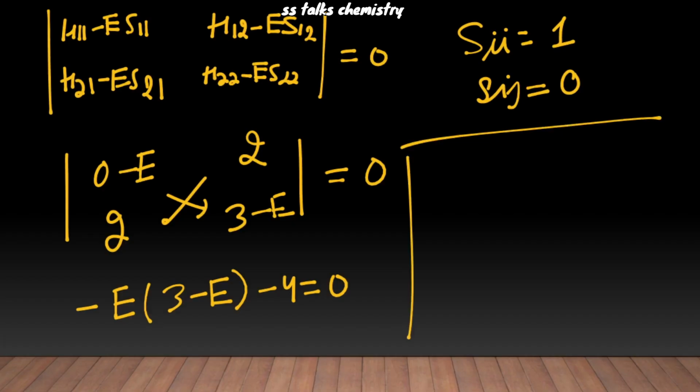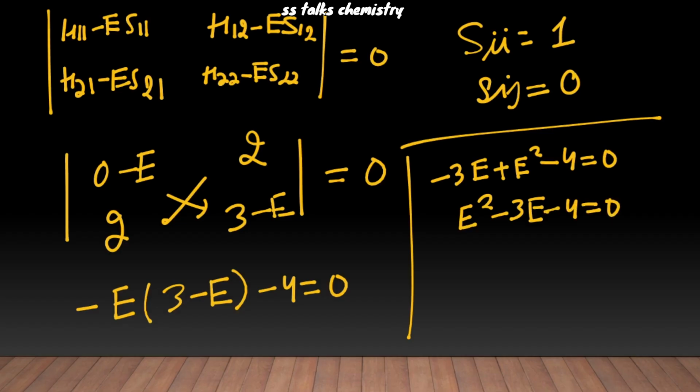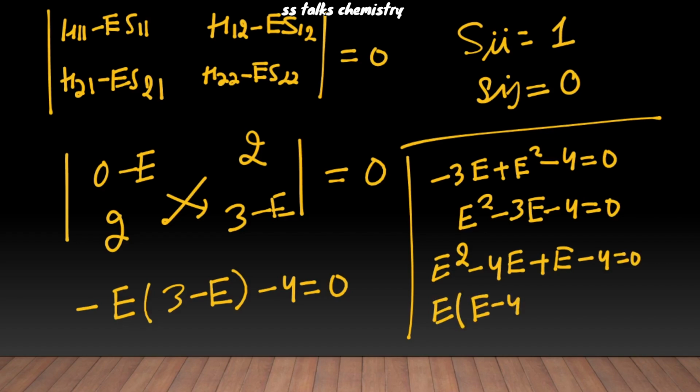It will become minus 3E plus E square minus 4 is 0, or we can say E square minus 3E minus 4 is 0. To find the roots, it can be written as E square minus 4E plus E minus 4 equal to 0. From this E will come out: (E minus 4) plus 1 into (E minus 4) is equal to 0. So energy values, it will be E plus 1, E minus 4, it is 0.